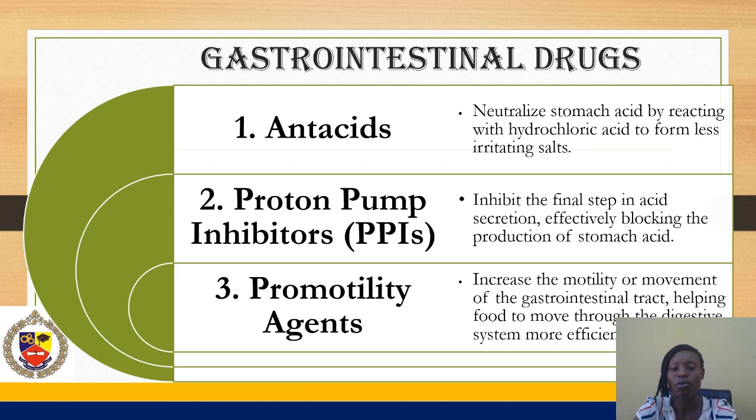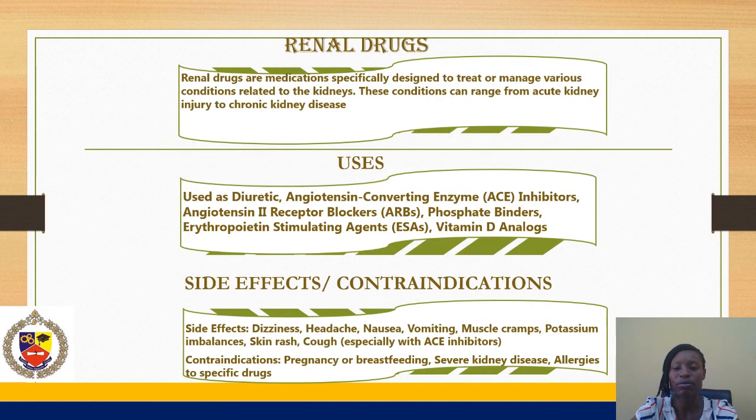We have the proton pump inhibitors that inhibit the final step in acid secretion. We have the motility agents that increase the motility or movement of the gastrointestinal tract, helping food to move through the digestive tract more efficiently. The next group are the renal drugs. They are medications that are specifically designed to treat or manage various conditions that are related to the kidneys.